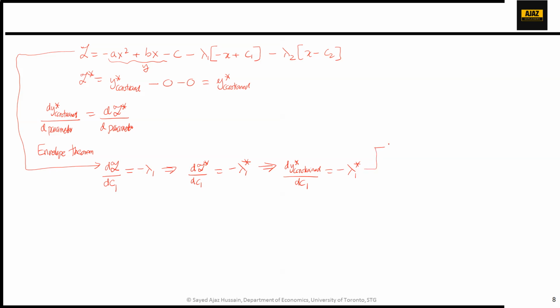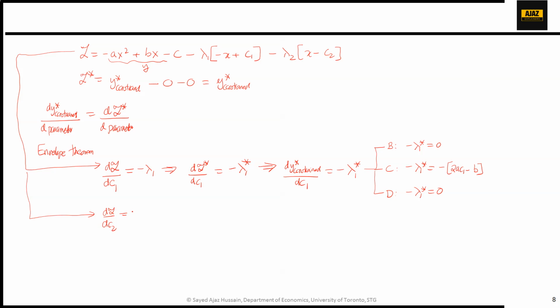Because in case B, minus lambda 1 star is 0. In case C, minus lambda 1 star would then be equal to, if you just look back at your notes, minus 2a c1 minus b. And in case D, that's equal to 0. And now, what if you want to know ultimately the change in y star due to change in c2?